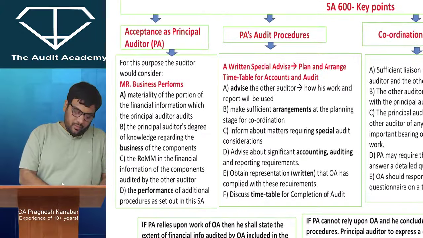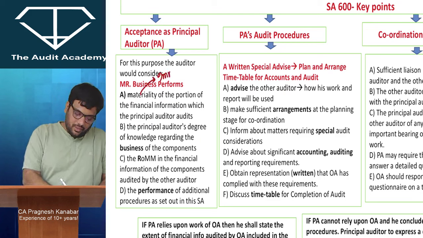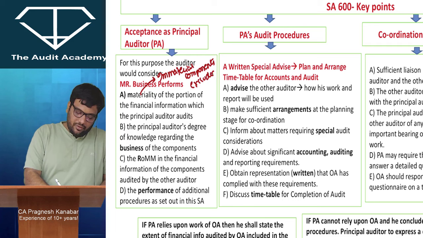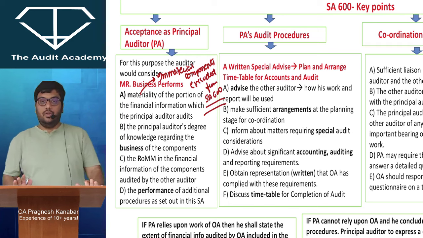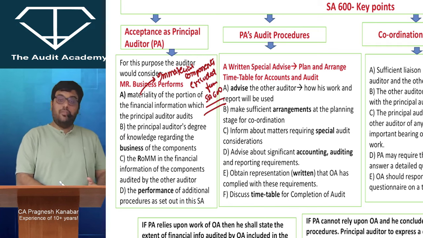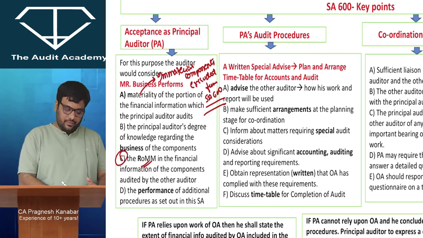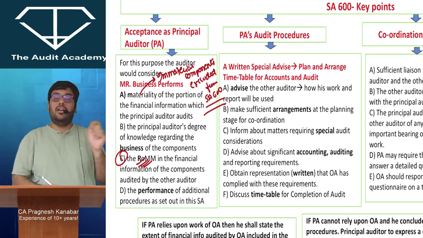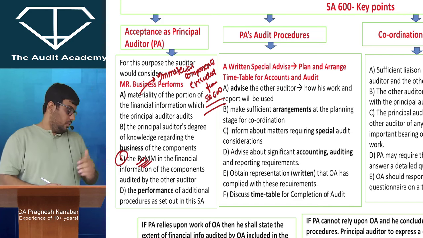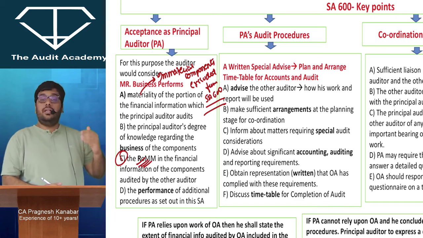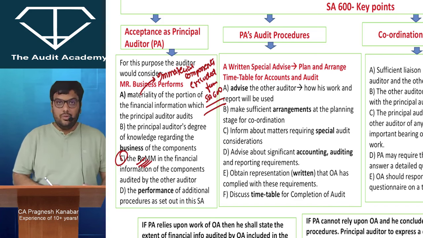So look at this. Materiality of the portion of financial information which you are going to audit and which the other auditor is going to audit needs to be very clear, because immaterial components, I am repeating this again and again, can be excluded from SA 600. Then you should do a little bit of risk of material misstatement analysis. As you can see over here, M for materiality, R for risk of material misstatement analysis. What can be the risk of material misstatement in the financial statements of the components, and accordingly you need to go ahead.